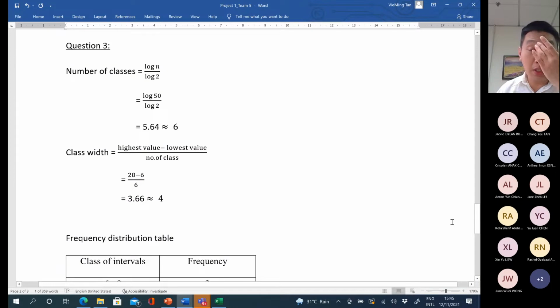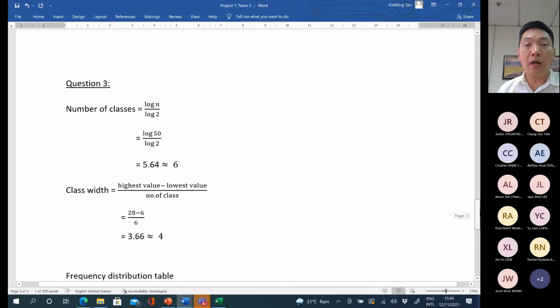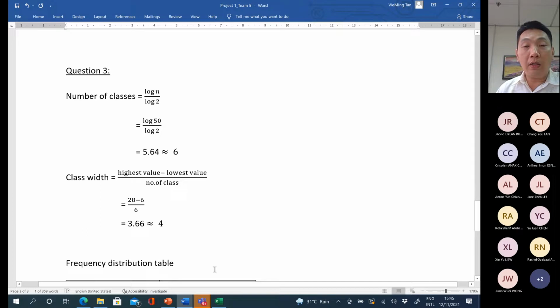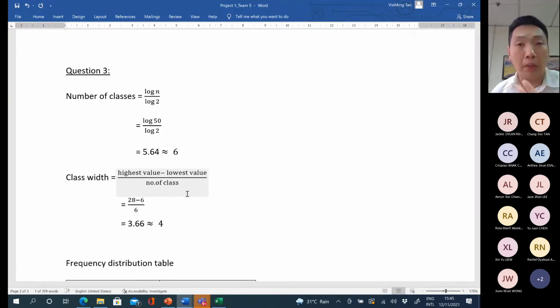Lastly is question 3. Question 3 is good that you can also show the workings of how you identify the number of classes and also the class size. You do not need to follow exactly what you have calculated, because this only gives you some ideas on the number of classes required. You can use either 4 classes, 5 classes, or 6 classes, depending on the data that you have. Not necessarily 4, 5 or 6 classes. It depends on the nature of the data later on. This only gives you some ideas.